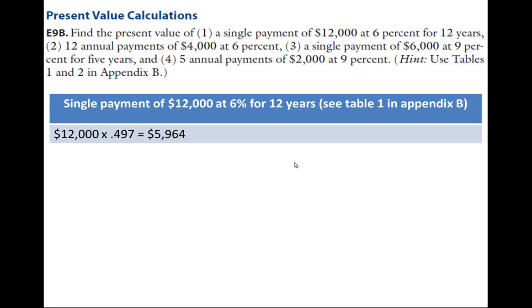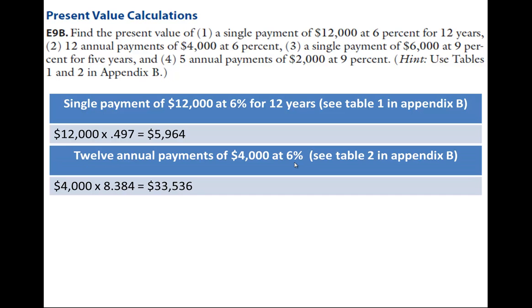The next one says we have 12 annual payments of $4,000 at 6%. So this means that every year for the next 12 years, we want to be able to pay $4,000. So how much do I have to invest today at 6% in order to withdraw $4,000 every year for the next 12 years? I will need to use table 2 in this example.